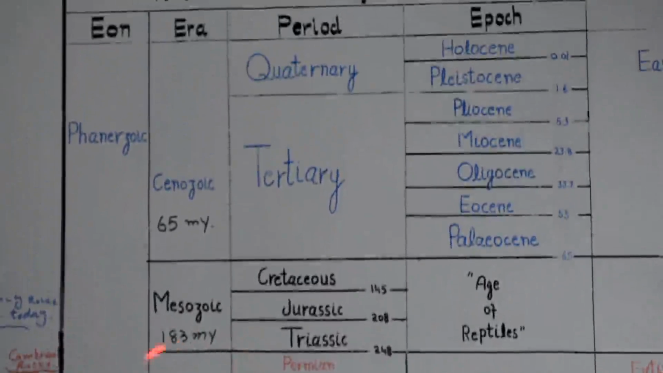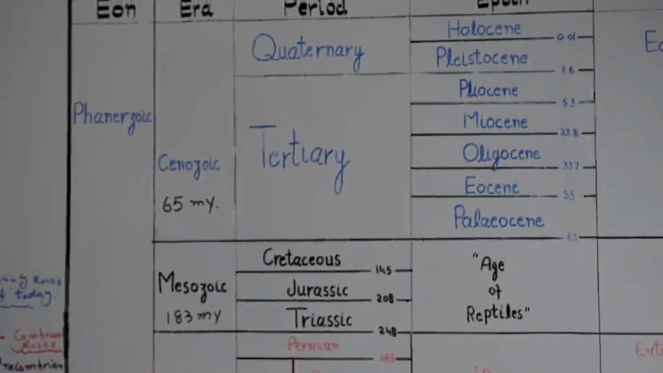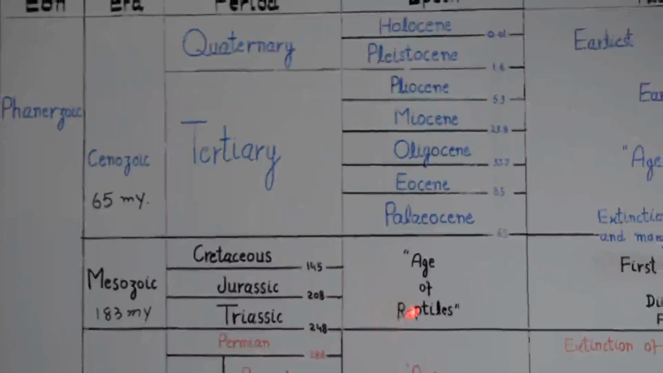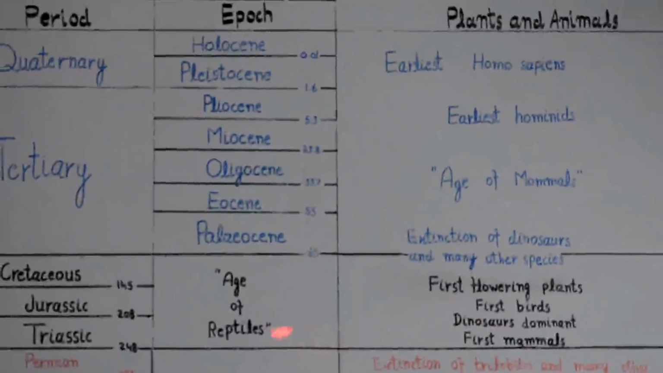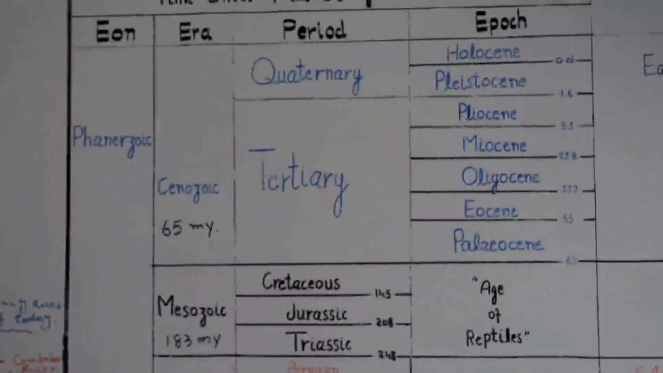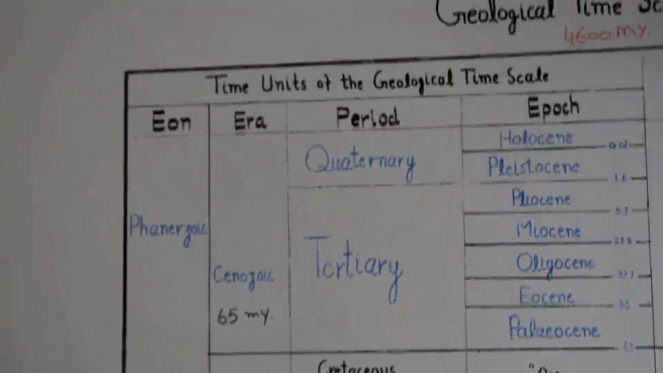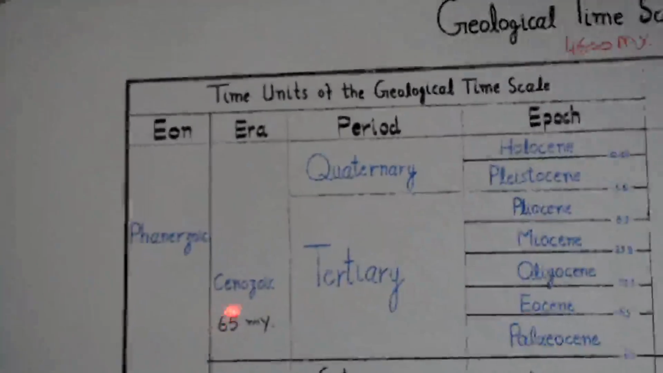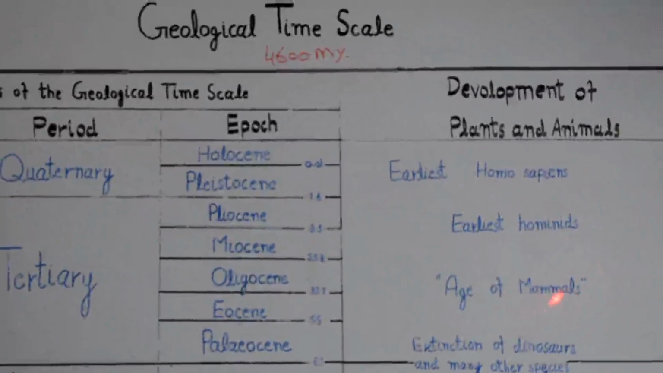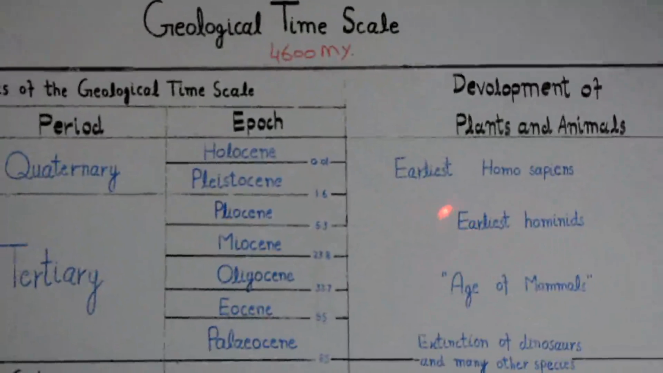Then the next one is Mesozoic. Its duration is 183 million years, and it is the age of the reptiles. However, the first mammals and first flowering plants also appear during this era. Then the last era, to which we all humans belong, to which I belong, to which you belong, is of the shortest duration, 65 million years only. This is the age of the mammals, and this is the age of the earliest Homo sapiens and present day human. So my friends, this is all about the very superficial introduction to the geological time scale.